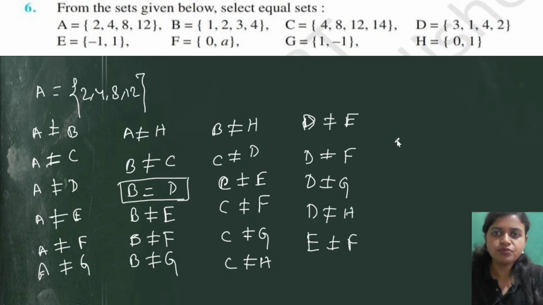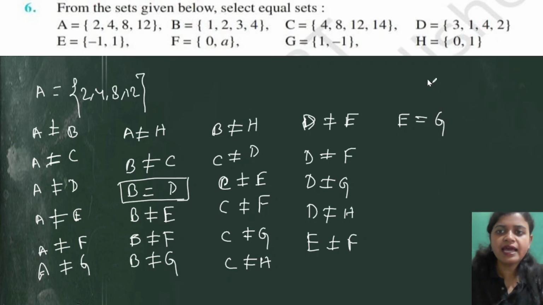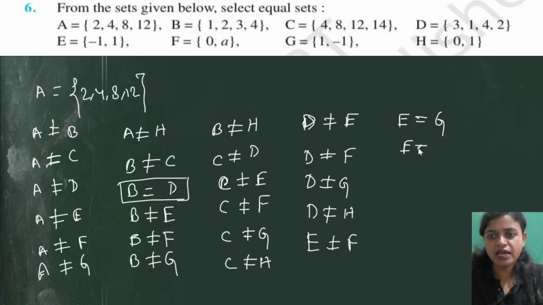E and G: minus 1 is there, minus 1 is there. 1 is there, 1 is there. So E equals G. Now E and H, not. E not equal to H. Next F and G, not equal. F and H, no. F not equal to H. G and H, no. G not equal to H also.